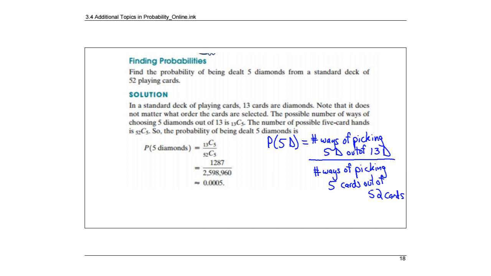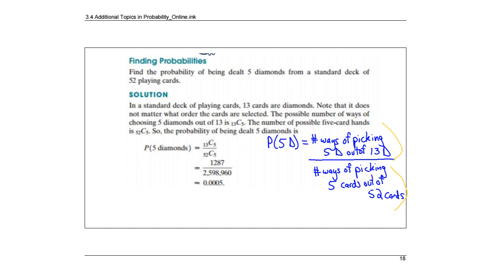All right, so now we're getting a little trickier. We want to find the probability of being dealt 5 diamonds from a standard deck of playing cards. I know this is going to look a little crazy, but we need to put the number of ways of picking the 5 diamonds out of 13 diamonds over the number of ways of just picking 5 cards out of 52. Okay, that would be our total.